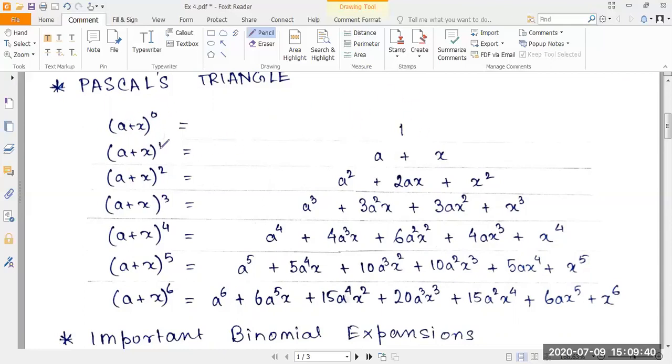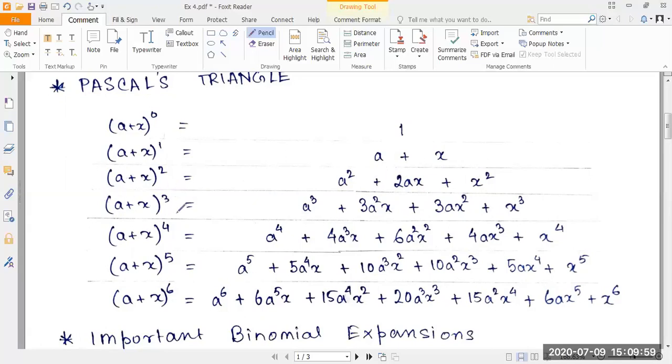(a + x) to the power 1 is the number itself. Anything raised to the power 1 is that number. So (a + x) to the power 1 is a + x. (a + x) whole square, using the formula a square plus 2ab plus b square, is a square plus 2ax plus x square. Then we have (a + x) whole cube.